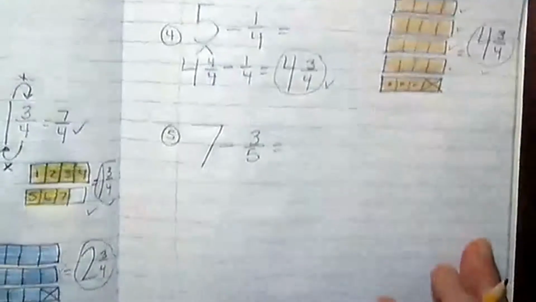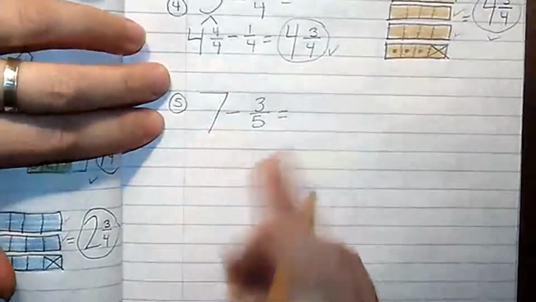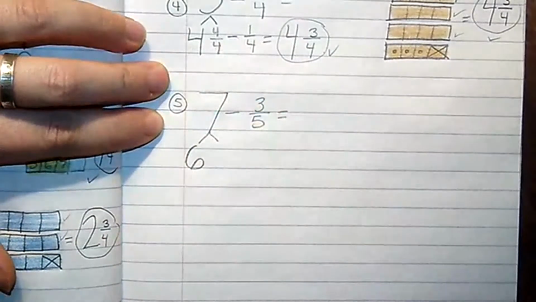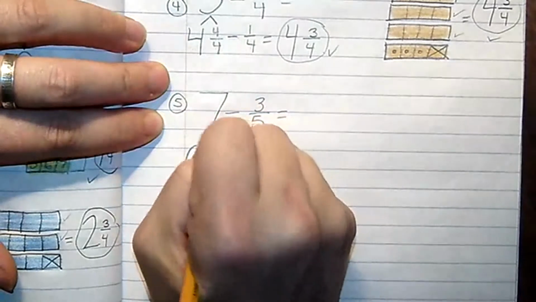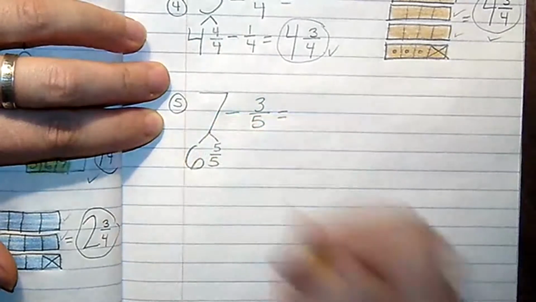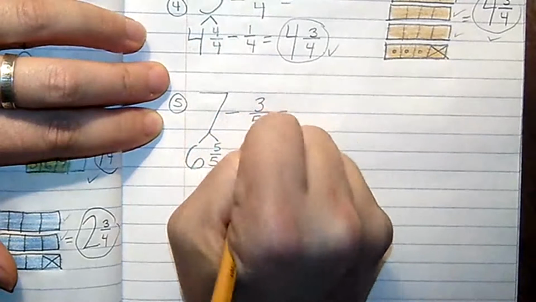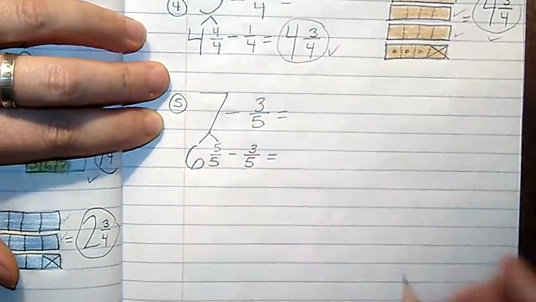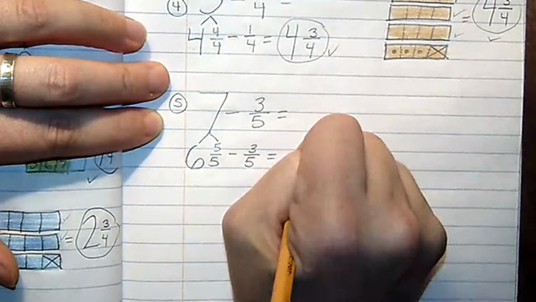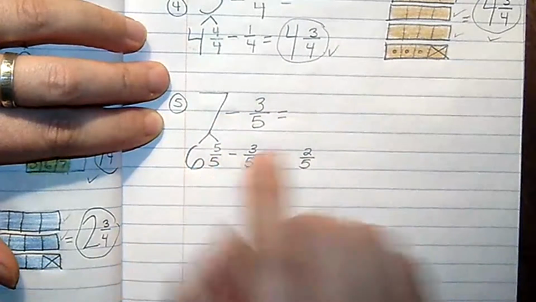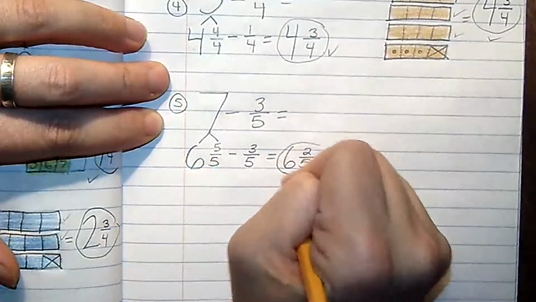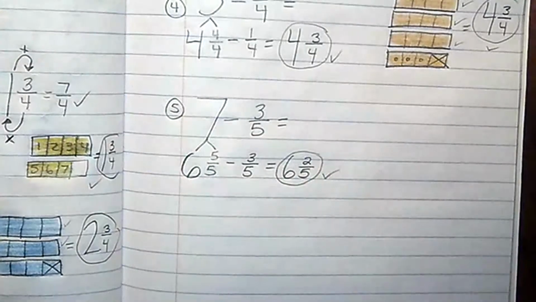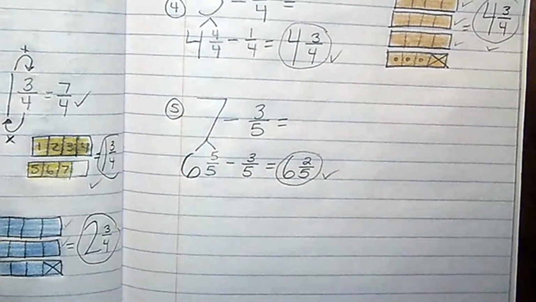The way I like to do these is I like to rename my whole number. So instead of calling it 7, I would rather call it 6 and 5/5. I'm going to subtract 3/5. 5/5 minus 3/5 gives me 2/5. And 6 wholes minus 0 wholes still leaves me with 6. I think this is the answer. But I'm going to draw my chocolate bars to figure out for sure.